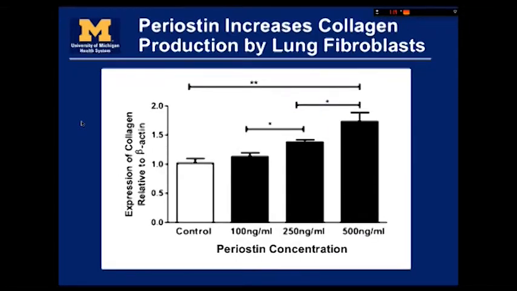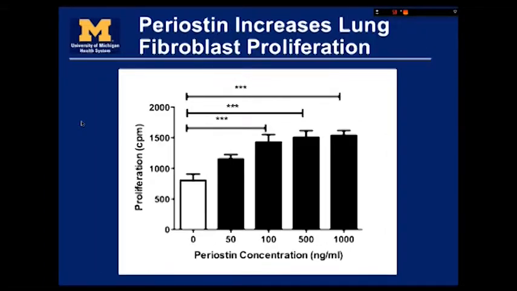All right, because we were convinced that blocking periostin during the fibroproliferative phase was having an effect, we wanted to study the direct effects of periostin on lung fibroblasts. In this case, these are mouse lung fibroblasts that we've treated with a dose-response of periostin and looked for collagen messenger RNA. You can see that in a dose-dependent fashion, we increase collagen. We also, in a dose-dependent fashion, can increase proliferation.